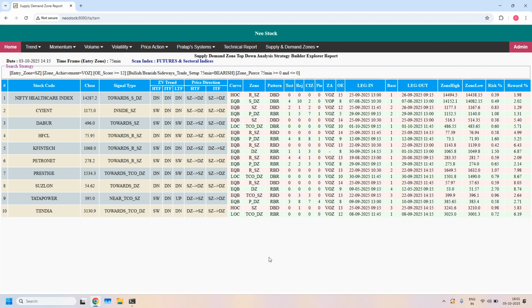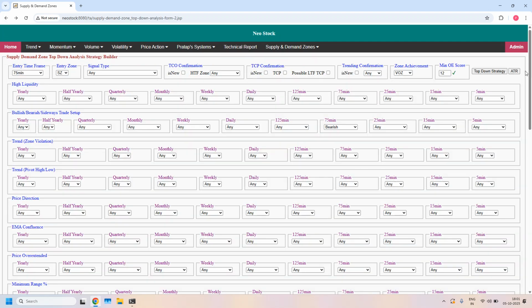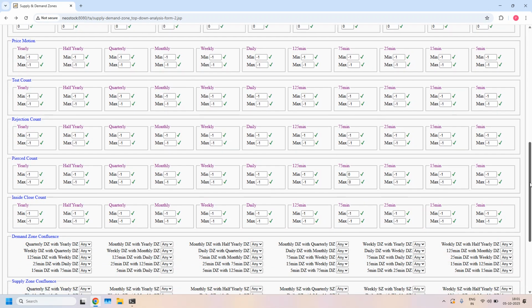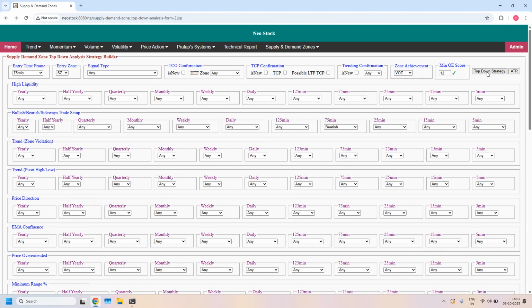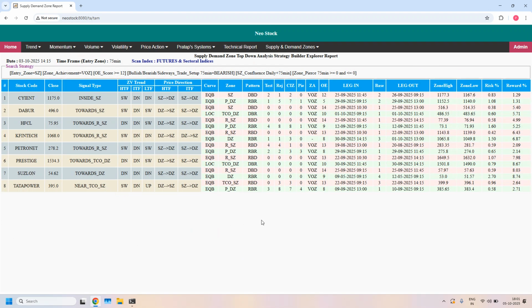Out of these 10 75-minute supply zones, let us identify high probability trade setup supported 75-minute supply zones based on different zone confluence and EMA confluence strategies that you learned in lesson 27. So first filter is LTF and ITF supply zone confluence. That is 75 minutes and daily supply zone confluence. After enabling the filter and applying on the 10 stocks, we got 8 stocks. In all the 8 stocks, all these 75-minute supply zones are overlapped with the daily supply zone.